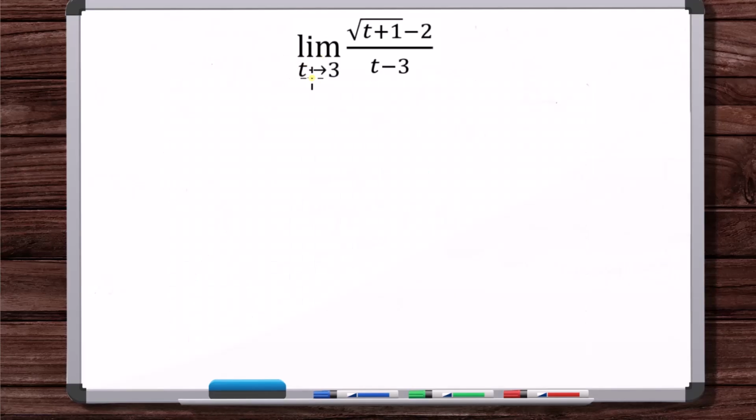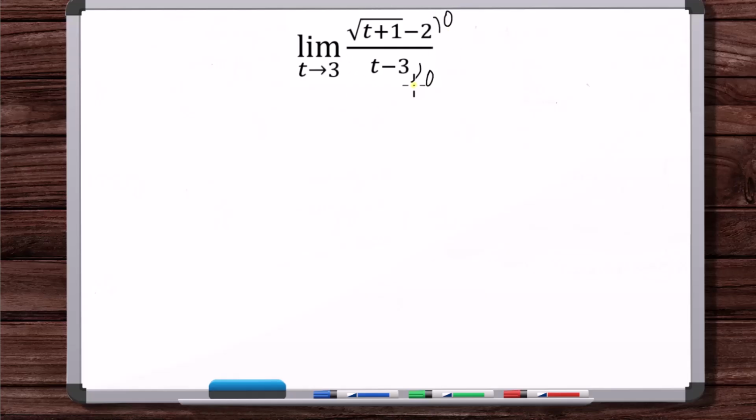Okay, the limit as t approaches 3 of the square root of t plus 1 minus 2 all over t minus 3. So as t approaches 3, we see the denominator goes to 0, which makes us think that this is perhaps a vertical asymptote problem. But as t approaches 3, the numerator goes to, so 3 plus 1 is 4, square root of 4 is 2, 2 minus 2 is 0. The numerator also goes to 0.